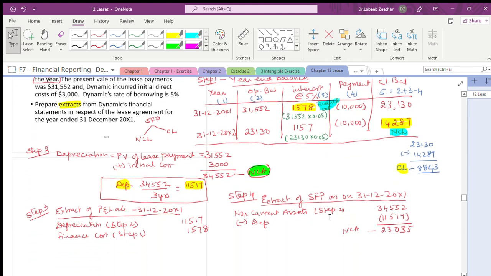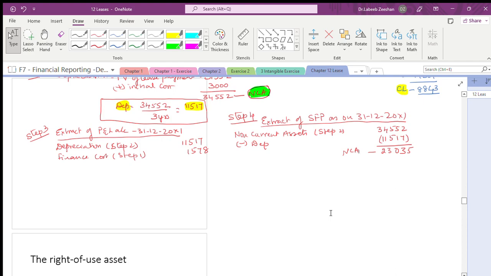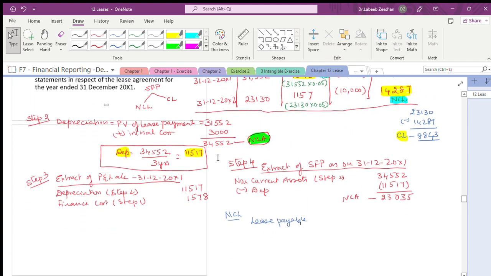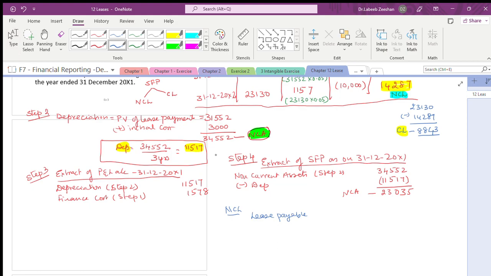Now, what is the non-current liability? We have done non-current liability. How much is the non-current liability when we are talking in terms of lease payable? We have calculated it here. 14,287. It is step 1. Now the current liability, lease payable for the current year. How much do we have as current liability? 884.